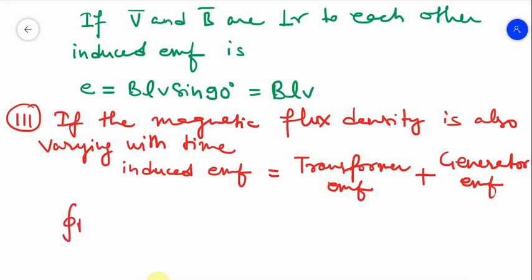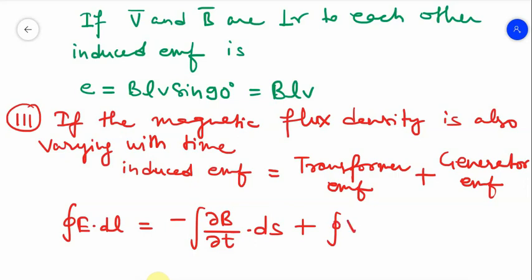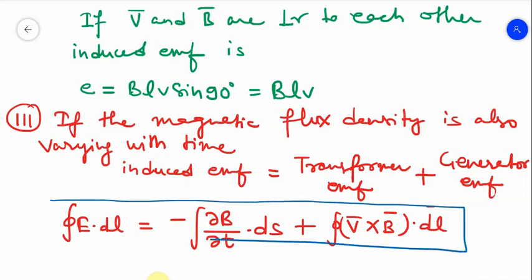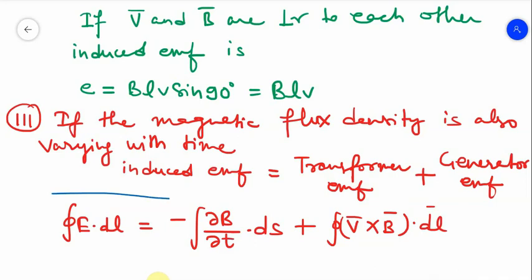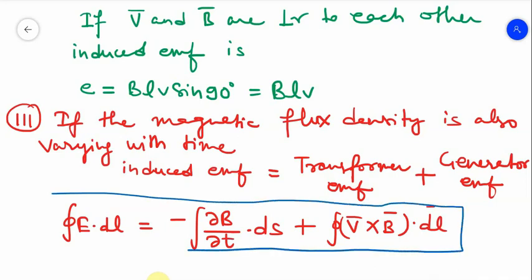So the expressions we have derived for transformer and generator EMF will also get added, yes or no? So what I mean to say is that ∮E·dl equals to the transformer EMF we had derived, ∫(∂B/∂t)·ds, plus this ∮(v cross B)·dl. So this is the combination of the transformer and generator EMF.